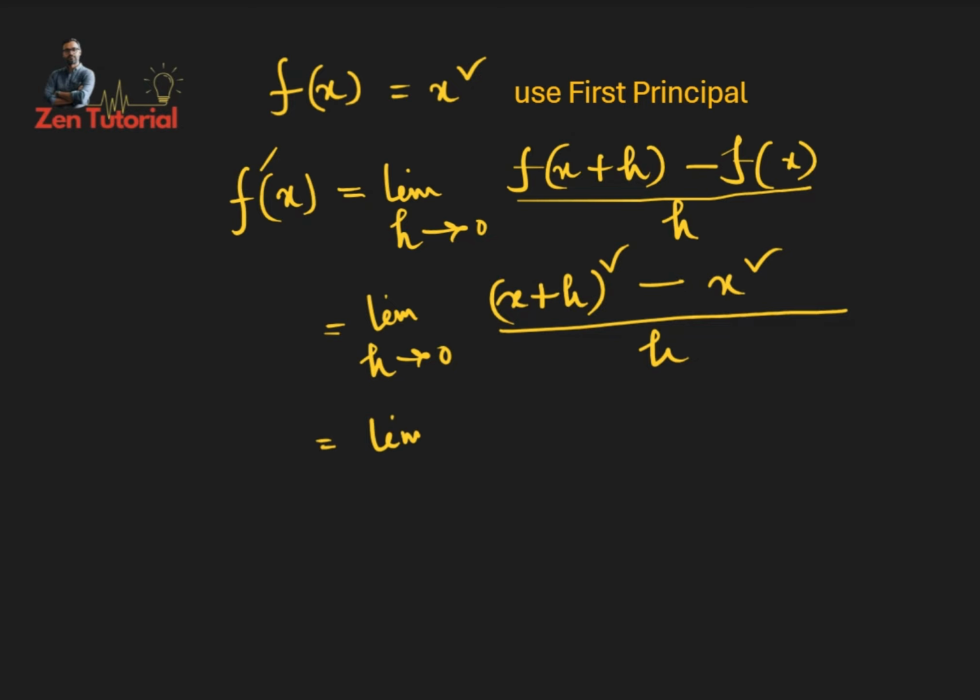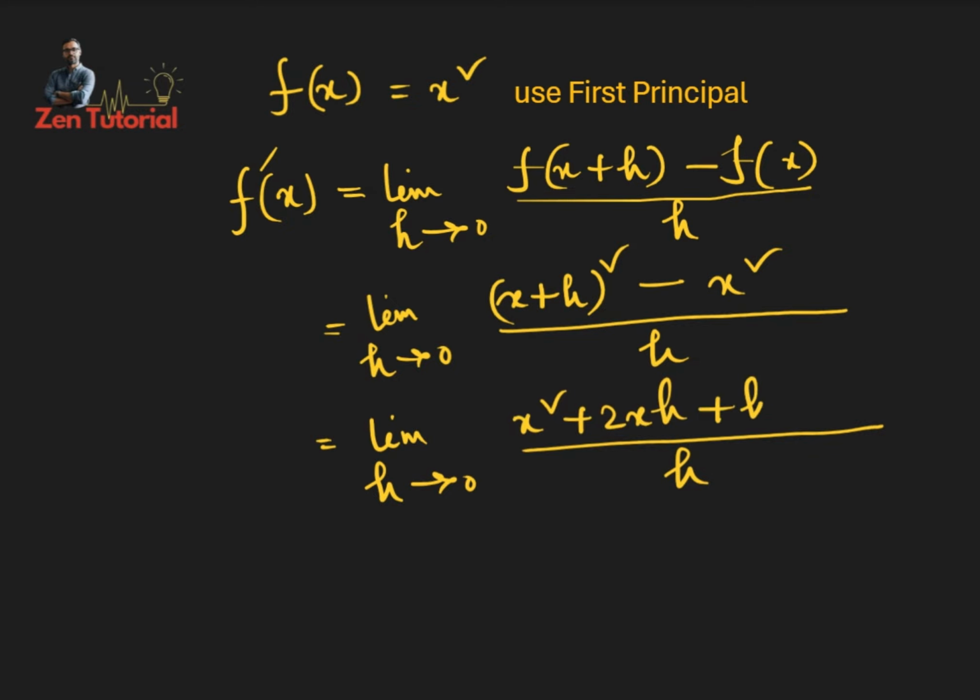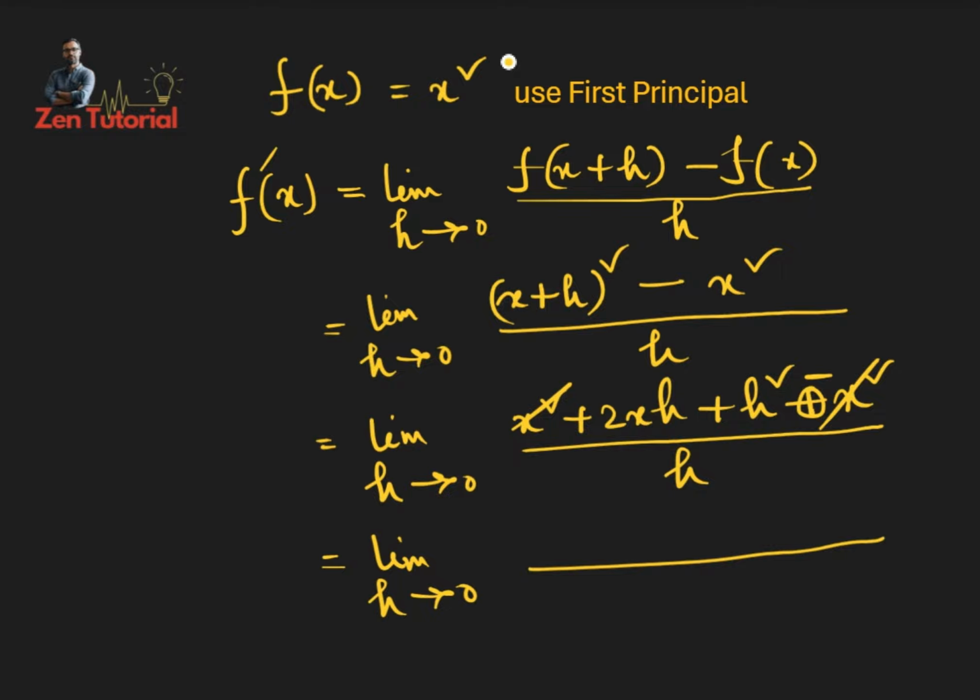So this is limit h tends to 0 over h. This is a very fundamental formula of algebra, a plus b whole square. So what we have to write: x square plus 2xh plus h square, minus x square, pardon. So this x square cancels out. The following line will be h tends to 0. And here, if you plug in the value of 0 in h, what will be the result?